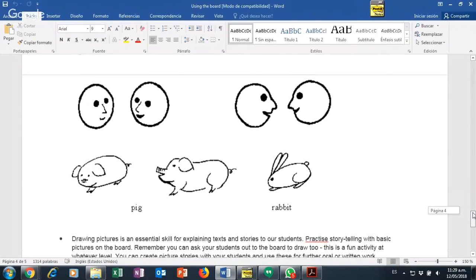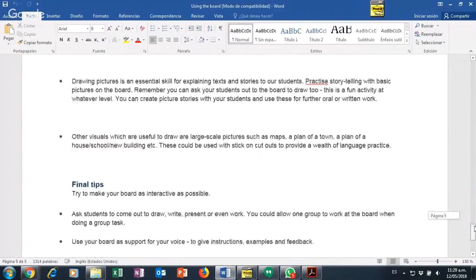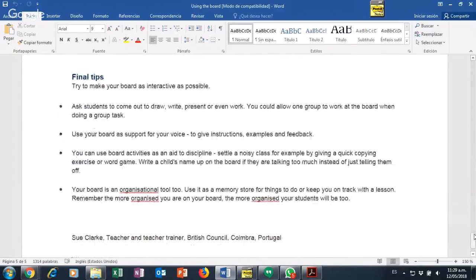Okay, so these are like, you know, simple examples. Yes, how to make a pig, how to make a rabbit, so on and so forth. Okay, and then we have final tips. Diana, which one caught your attention the most? The first one. Okay, interactive.